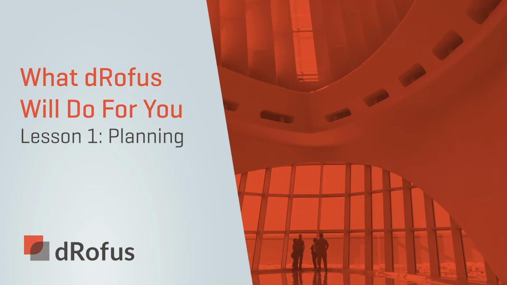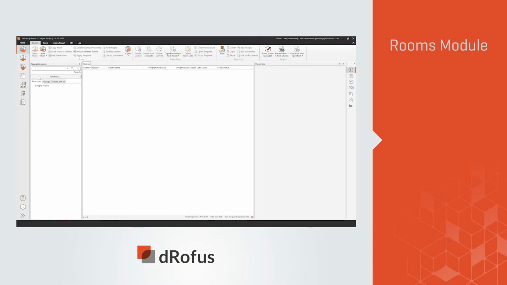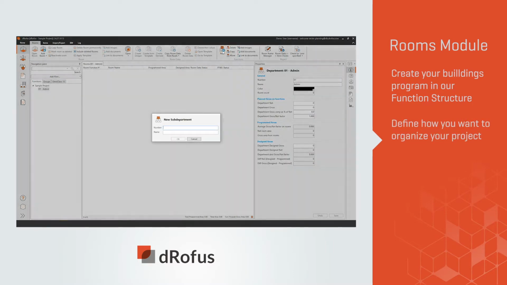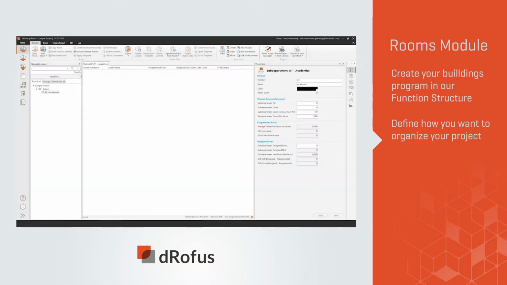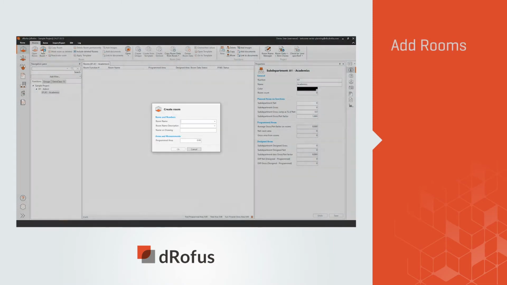In this first video lesson, you'll learn how planning projects have never been easier, starting with our Rooms module. We'll start by efficiently creating your building's program in our function structure. You'll first define how you want to organize your project. Whether it's as simple as departments, subdepartments, or something more complex, we put you in control of space planning your building. With departments in place, we give you multiple tools to easily add your room.